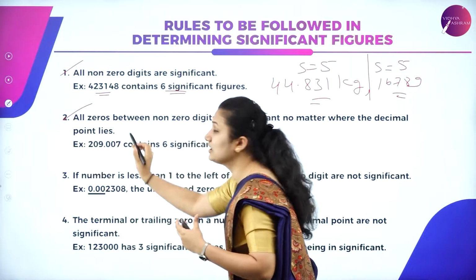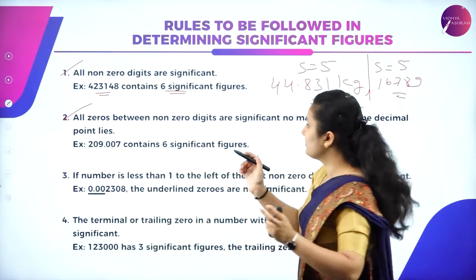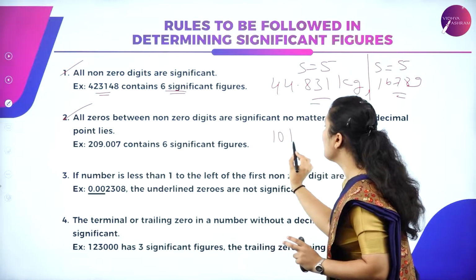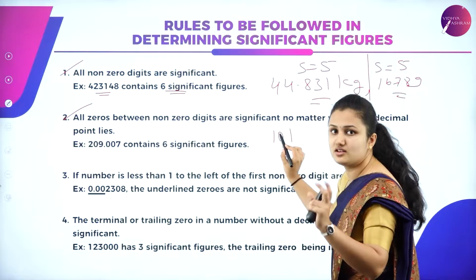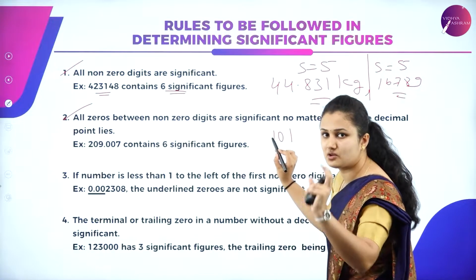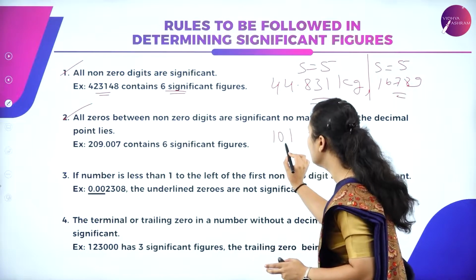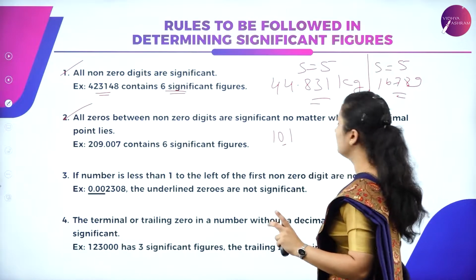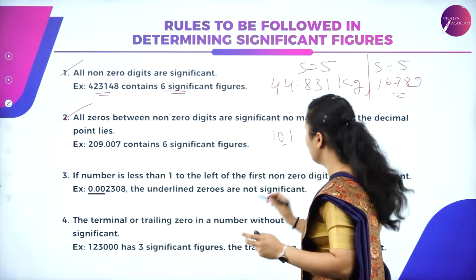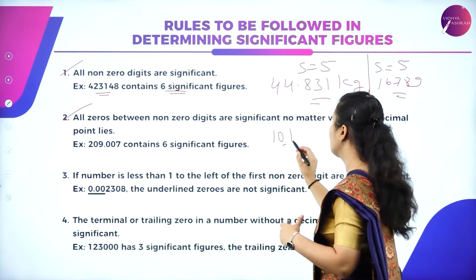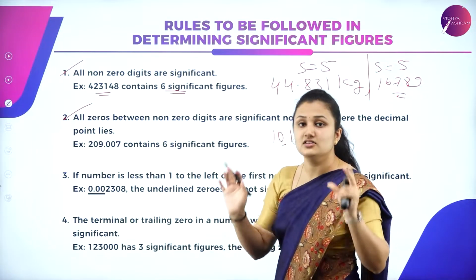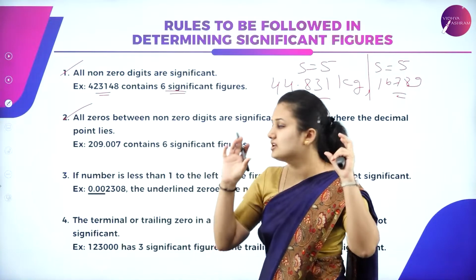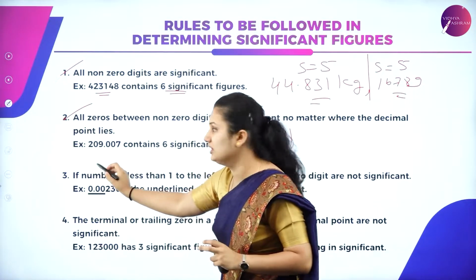All zeros between non-zero digits. For example, you have 101. 0 is between non-zero digits. 1 is non-zero, it has a definite value in the number system. So zeros between non-zero digits are significant, no matter where the decimal point lies. Whether you have the decimal point here or here, it doesn't matter. A 0 coming between two non-zero digits has significance. It is significant.